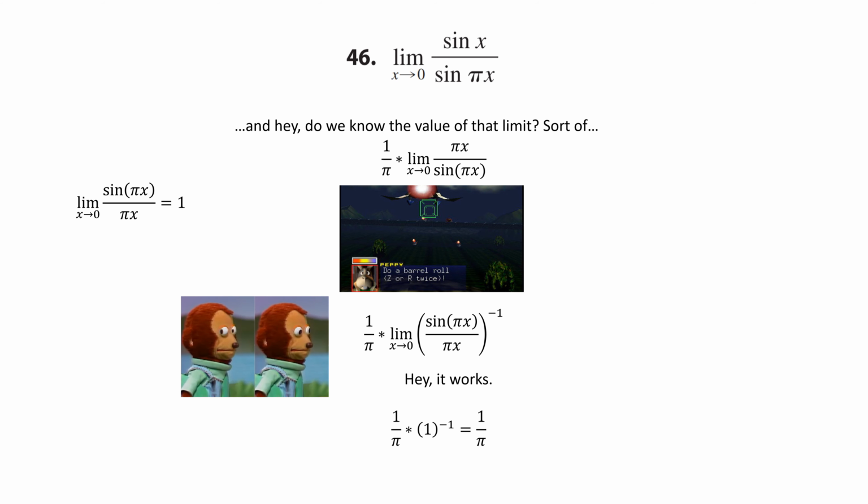And hey, it works. Now we know the limit here is 1 for that expression on the inside when you throw the 0 in. If you take 1 and raise it to the power of -1, it's still 1. Anything multiplied by 1 doesn't change. So we can take the outside, multiply by 1, and we get 1 over pi. And so now we've applied the limit. There's nothing left to do here. We can just say this is our answer: the limit as x approaches 0 of sine x over sine pi x is equal to 1 over pi.